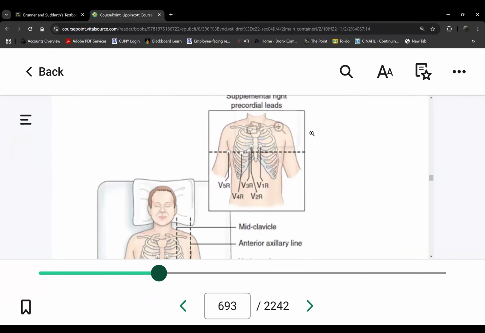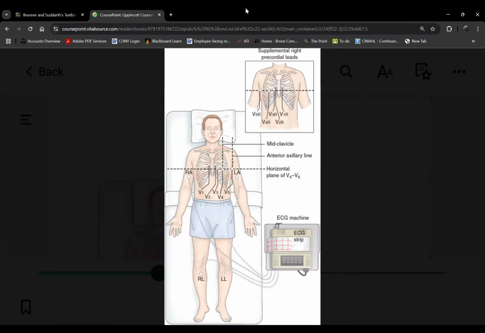On the NCLEX, you may be asked to place a 12-lead ECG on a patient to get a reading. So this is the placement of the leads. Now again, a 12-lead ECG has 12 views, but we literally only have 10 electrodes, right? And this is the placement of the electrodes. There'll be one on each limb. It's easy to see because they're clearly marked. Right arm, right leg, left leg.